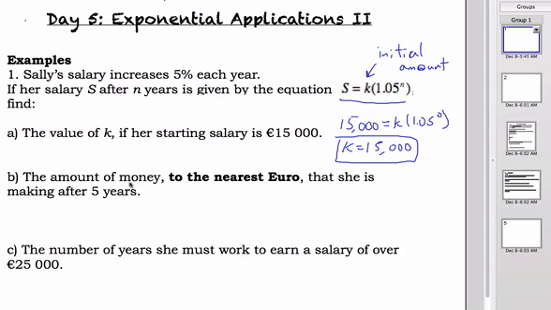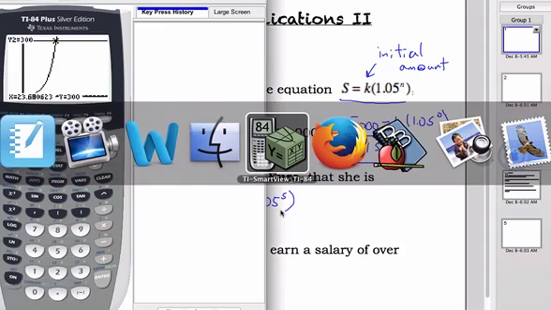In the next example, find the amount of money to the nearest euro, and don't forget to round correctly here, that she is making after 5 years. After 5 years, that's just n equals 5. So we have s equals 15,000 times 1.05 to the power of 5. We're going to work that out with a calculator.